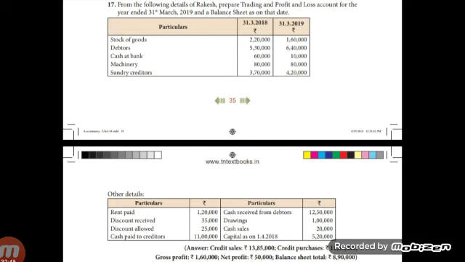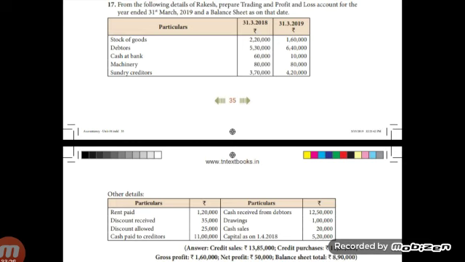Write the title, balance sheet of Rakesh as at 31st March 2019. Draw the balance sheet and write liabilities, then assets. First do the asset side. Enter closing stock 1,60,000. Closing debtors 6,40,000. Cash at bank 10,000. Machinery 80,000. Then liability side, sundry creditors 4,20,000. Then rent, discount received, discount allowed, cash paid are already taken. Then drawings and capital, children.